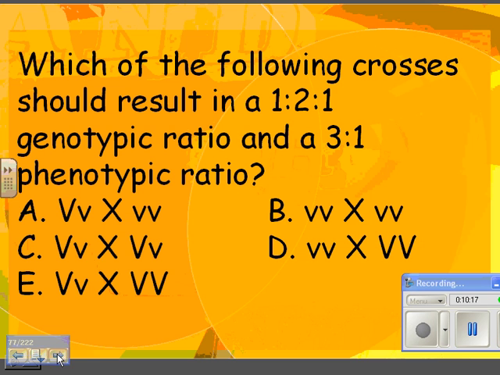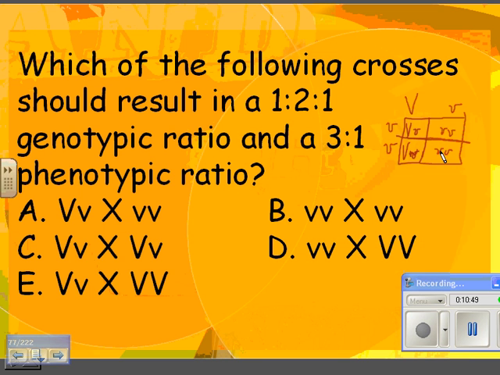100%. Okay, which of the following crosses should result in a 1 to 2 to 1 genotypic and a 3 to 1 phenotypic ratio? So this is kind of awful. Now we have to go through them all, right? So big V, little v, little v, little v. So let's see. Make sure you draw them different. I know when I do this, this bottom line is going to look exactly like the top line. Pretend that's a V. Pretend it's a double V.